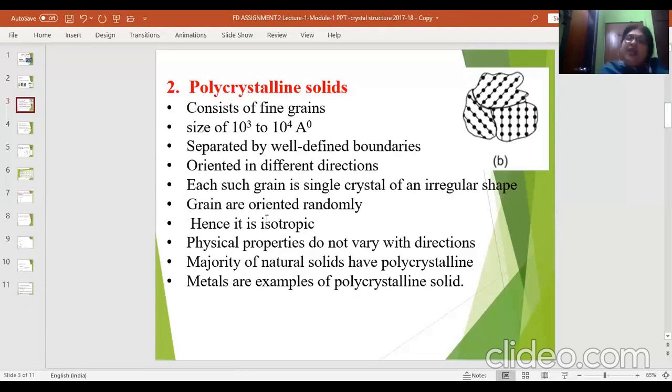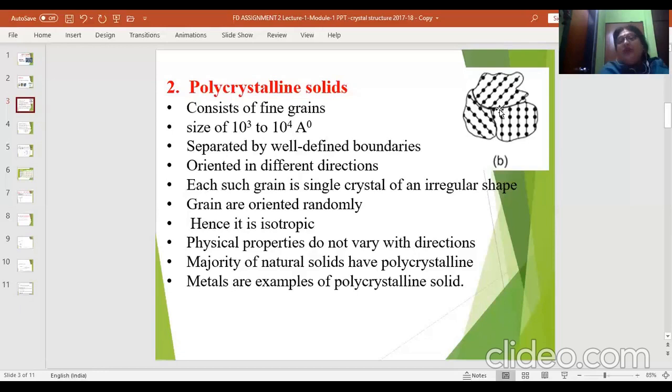Now, they are oriented in different directions. That is, each single crystal will be oriented in a different direction, and many single crystals make up a polycrystalline solid. Each such grain is a single crystal of an irregular shape, and these grains are randomly oriented. Hence, it is called isotropic, because now you take an average effect of all of them. So it is not anisotropic, it is isotropic. The physical properties do not vary with direction, because the total physical property is an average effect of all the single crystals.